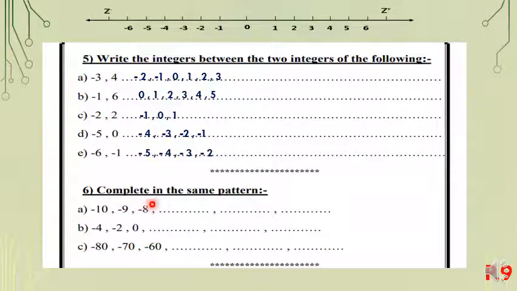Number 6. Complete in the same pattern. Negative 10, negative 9, negative 8. So here will be negative 7, and here negative 6, and here negative 5. Letter B, negative 4, negative 2, 0. Here we have 2, 4, 6. Letter C, negative 80, negative 70, negative 60. So here we have negative 50, negative 40, negative 30.